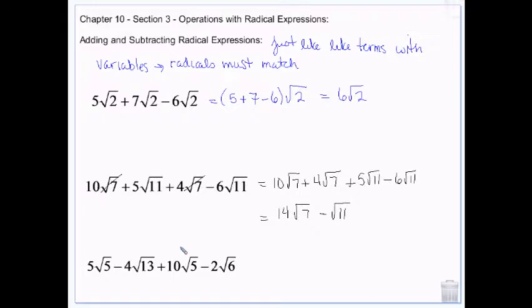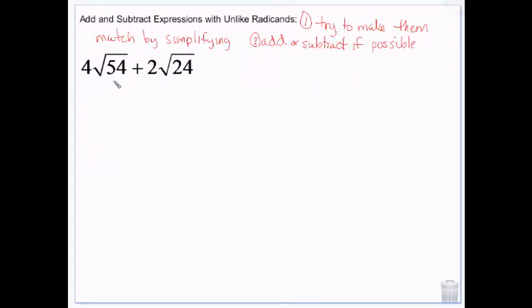All right, so here I have 2 like terms and 2 that don't go together. So I'm going to combine the 2 like terms. 10 and 5 is 15, 15 root 5. And then the other 2, they don't go with anything, so you just leave them there. They just hang out. We have to simplify them. So to simplify them, I do the factor tree thing.